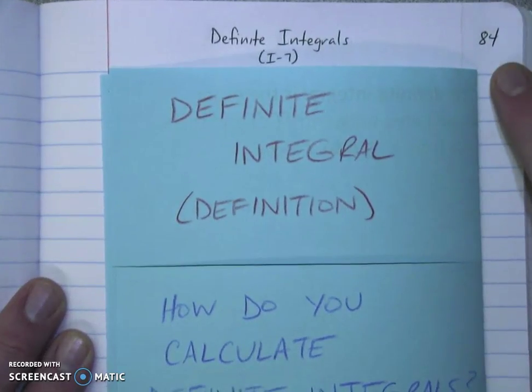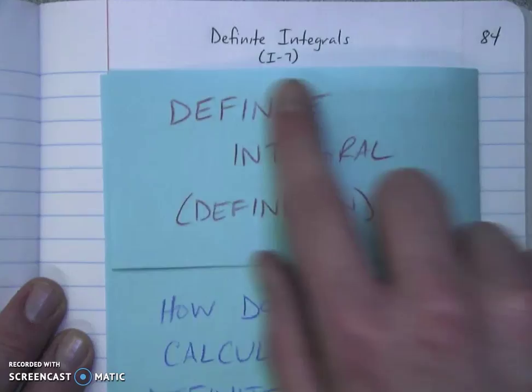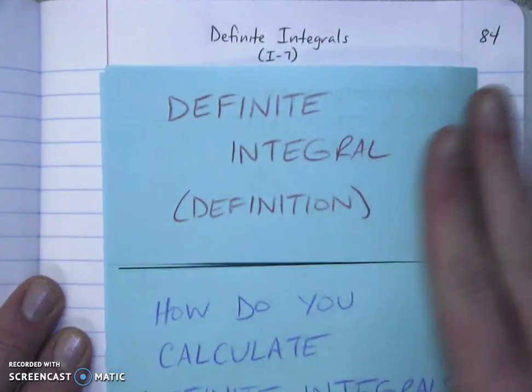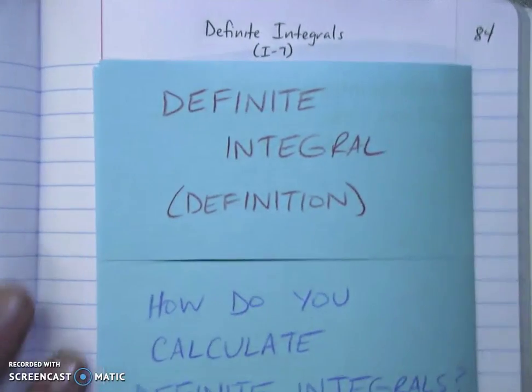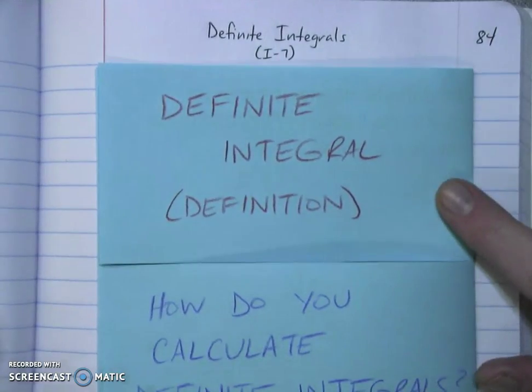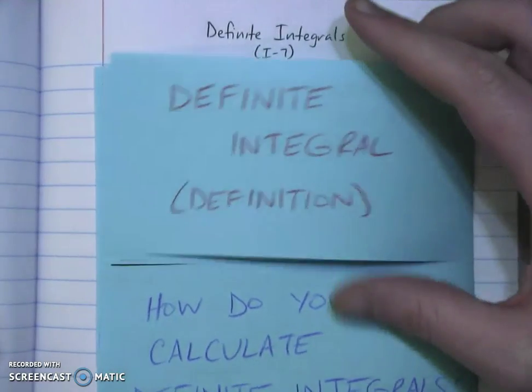I'm on page 84 of the ISN. We started building this on Wednesday after the test. We're talking about definite integrals today. And a lot of the information on this blue sheet, you were able to get in the ISNs before we ended our time together on Wednesday. We got the definition of the definite integral down pat.